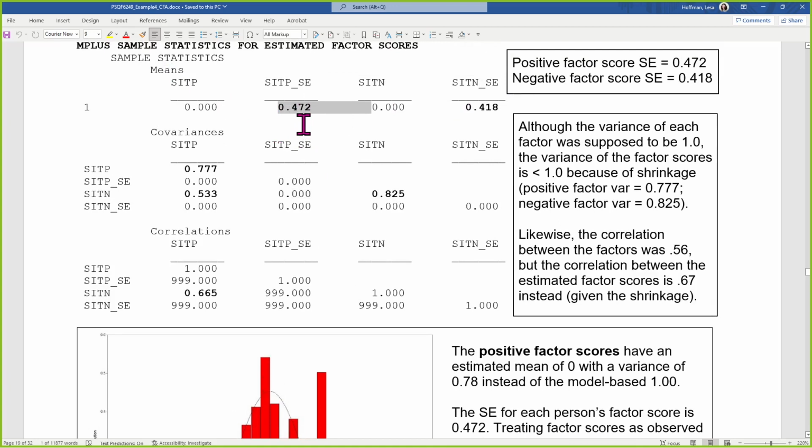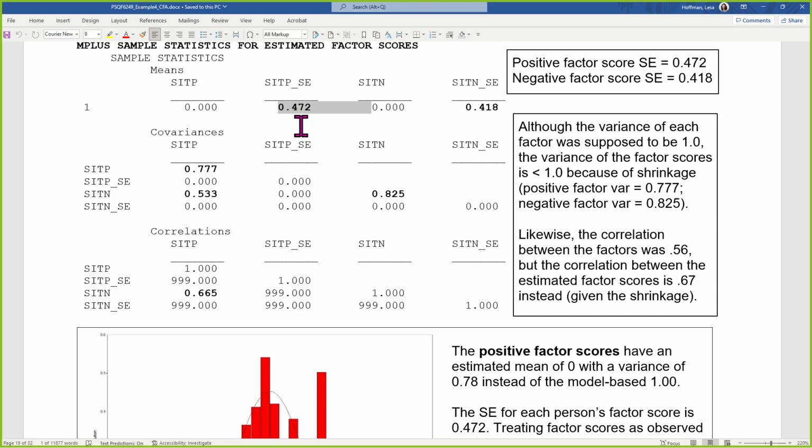So the standard error of measurement for my positive situation forgiveness factor is 0.47. One number. One standard error, no matter what your factor score is. Coincidence or consequence? Consequence. This is a linear model.